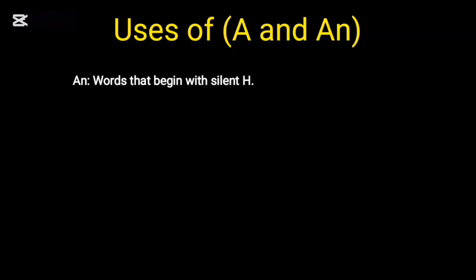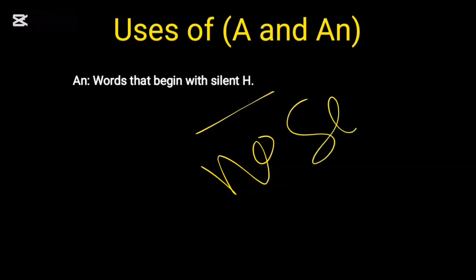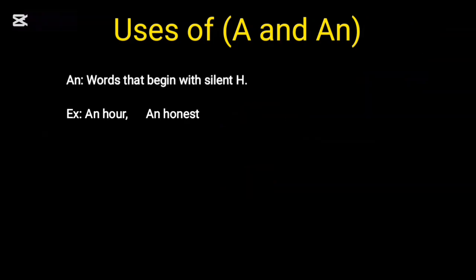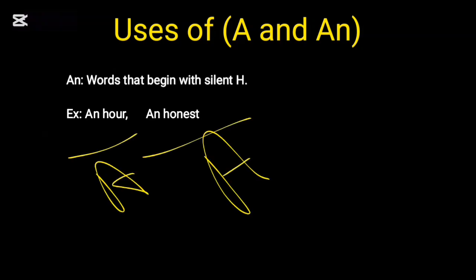Also we use "an" with words that begin with a silent H. Silent H means no sound of H. Then we use "an", not "a". If you look at it, it is a consonant letter, but we use "an". For example, I can say "an hour". An hour. It has a vowel sound. "An honest". Both of them have a vowel sound, so that's why we use "an" in these two examples.